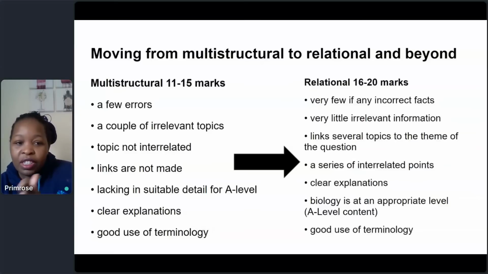So just have a look at the difference between these two bands. Now, once you've done all the relational, ideally, you then think, okay, what have I read about this in a journal or in the synoptic parts of the textbook? And once you do that, that would move your essay from relational to extended abstract. But I would say secure these. If you can get 20 marks in an essay, you are in the top 2% in the country. A lot of students don't get up to 15. Does that all make sense?